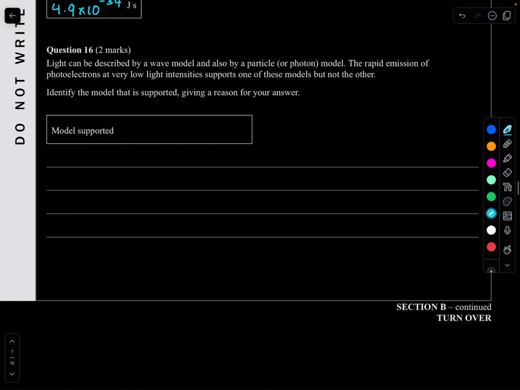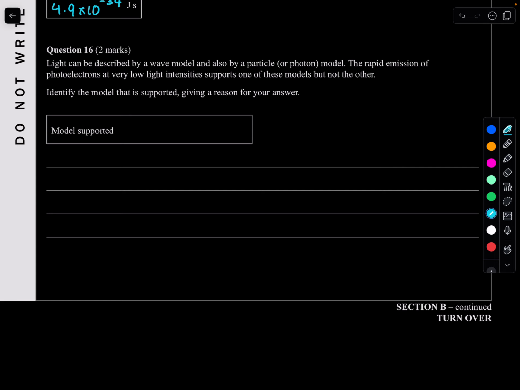Beautiful. Question 16. Light can be described by a wave model and also by a particle model. The rapid emission of photoelectrons at very low intensity supports one of these models but not the other. Identify the model that is supported and give a reason for your answer. Okay, this is very easy. The model that's supported here is the particle model.